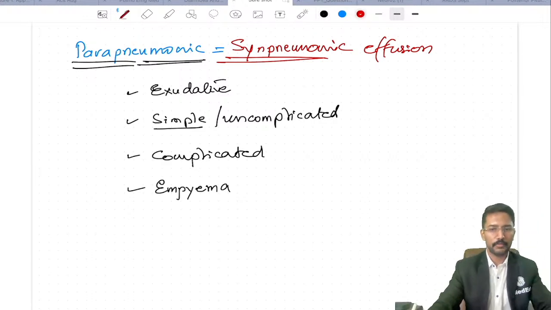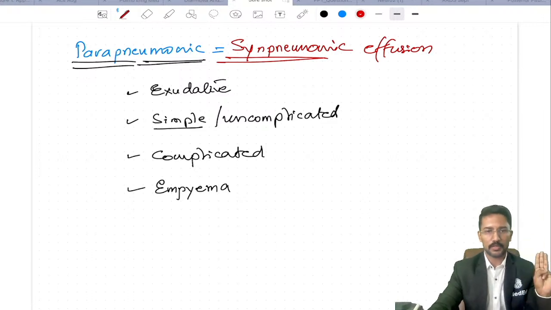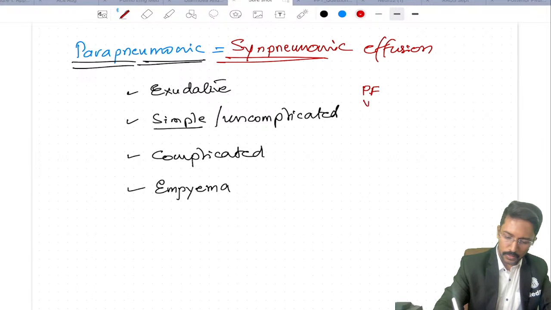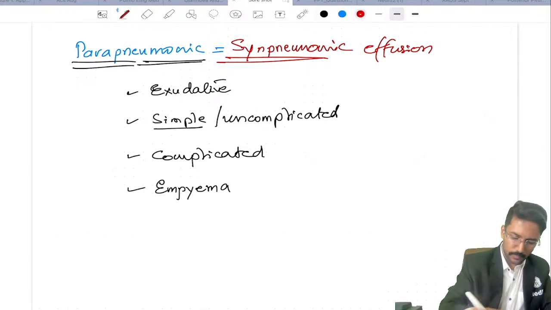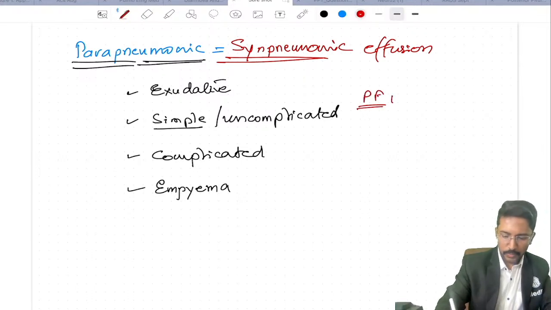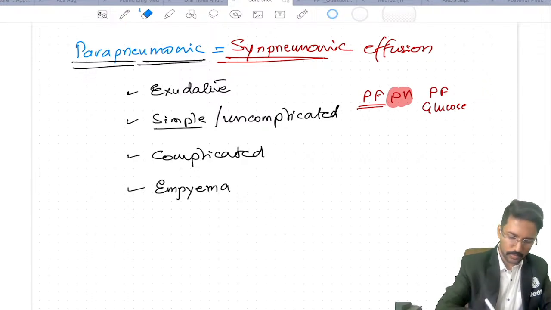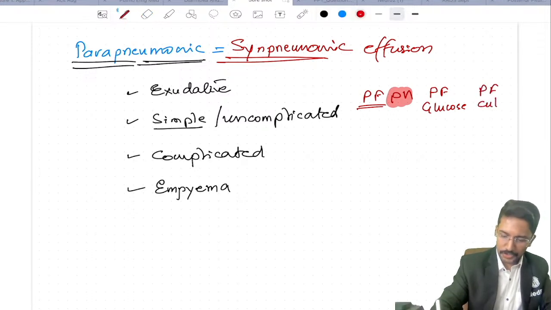How do you differentiate? For differentiation, we need to know 3 parameters. Parameter number 1 is pleural fluid pH, a very, very important parameter. Second is pleural fluid glucose. And the third one is pleural fluid culture or gram stain.